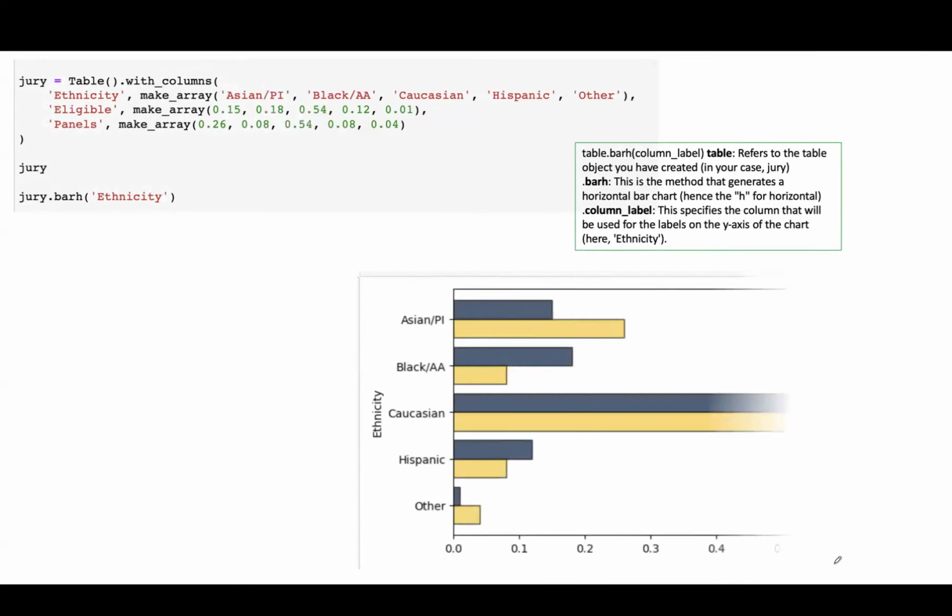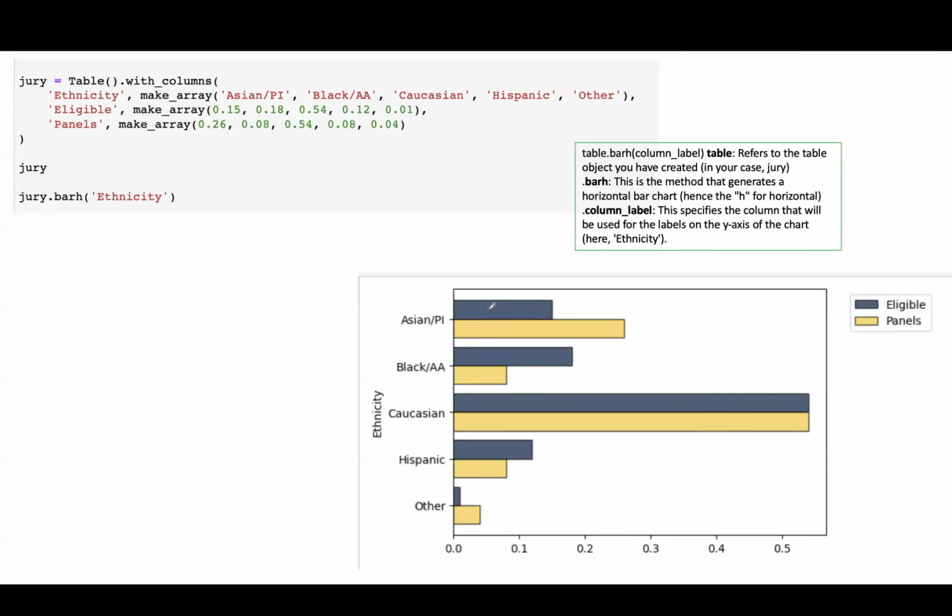Now let us take a look at our bar graph, bar chart, which is basically showing the ethnicity, and you can easily compare these together. The blue one is the eligible ones, and the yellow is in the panels. So you can basically see that for Asian, it increased. For Black, African American, it decreased. Caucasian stayed the same. And then Hispanic, you have a decrease. And for Other, you have an increase.